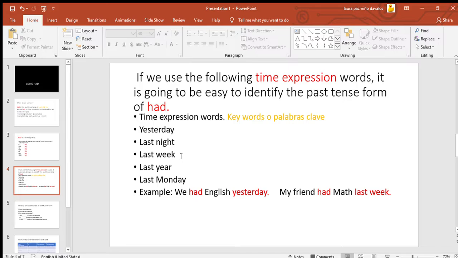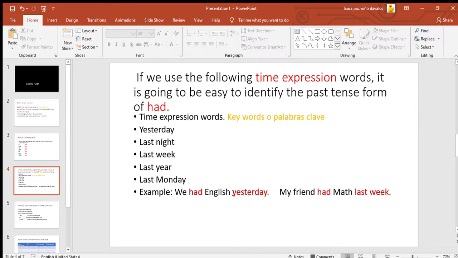Last week you had classes. This week you stayed at home. Last year you were in fourth grade. Last Monday you had classes. This Monday you were at home. If we look at these two examples, we have keyword and keyword plus the word had and had. So these two go together.